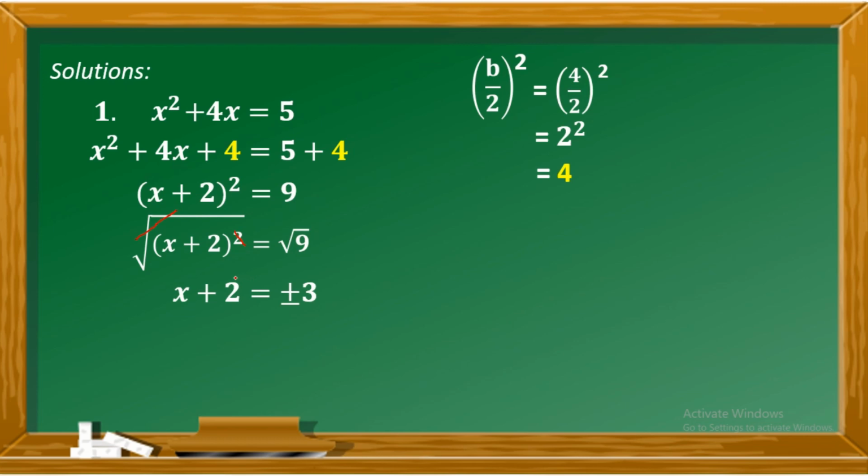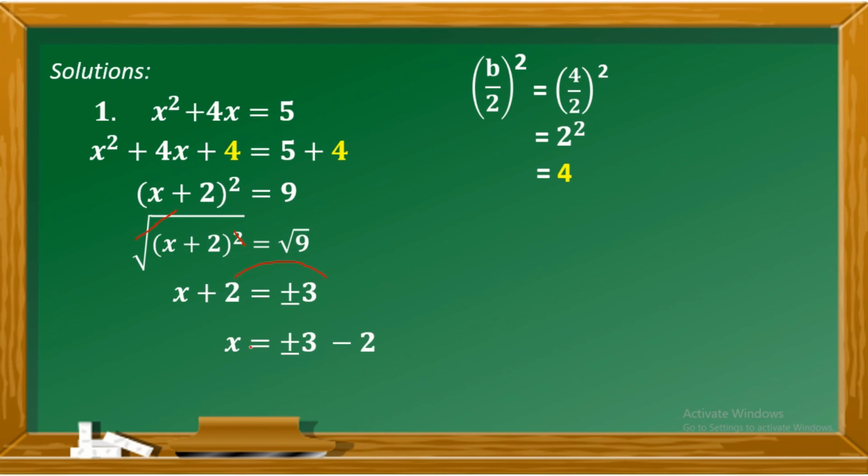Next, transpose positive 2 to the right, it will become minus 2. So, matitira sa kaliwa, si x na lang. Ayun. So, x is equal to plus minus 3, and then may minus 2 dito kasi from the left to the right, nilipat. Nagbago yung sign, naging minus. So, actually, pwede na to, pero pwede pang i-simplify. So, we will separate.